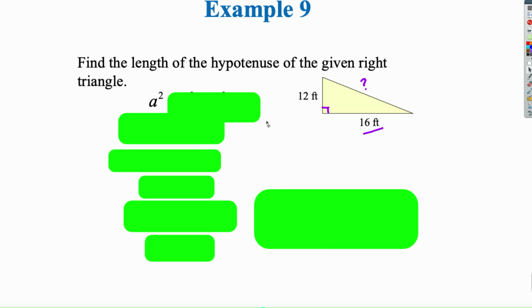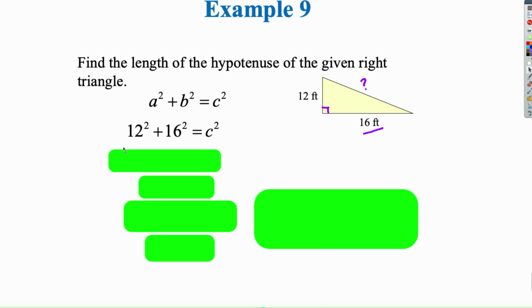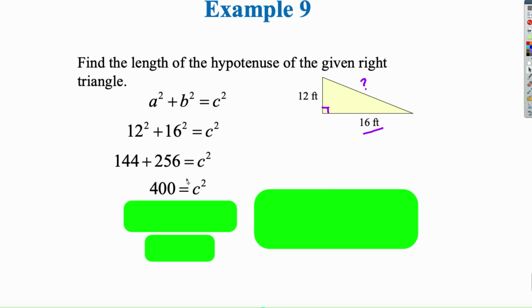So when I go to start calculating it, here's my Pythagorean theorem. Leg squared plus other leg squared equals hypotenuse squared. Now I'm going to replace those variables with numbers. Leg squared plus leg squared equals hypotenuse squared. And now I'm going to evaluate. So 12 squared, so 144. 16 squared is 256. So I get 144 plus 256 equals c squared. You are welcome to use a calculator here, but 144 plus 256, I get 400.